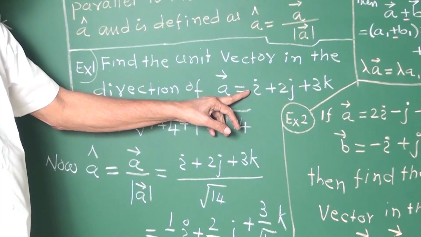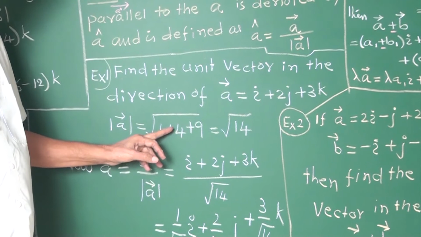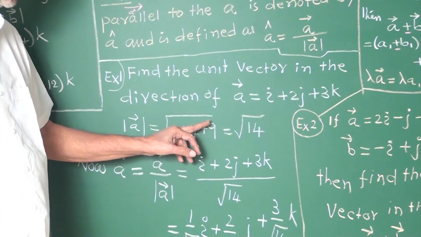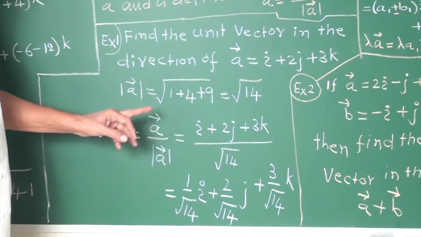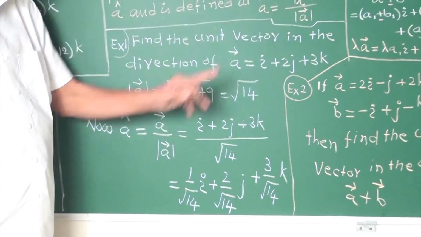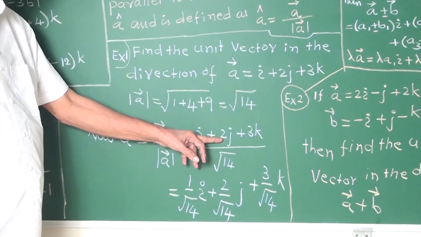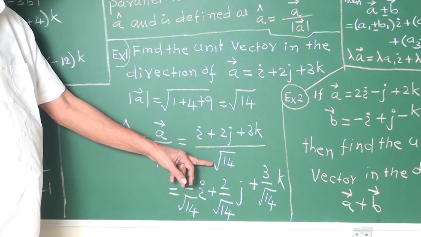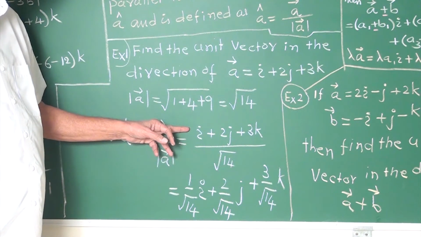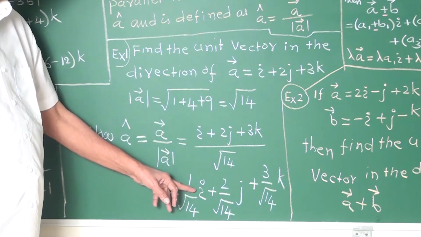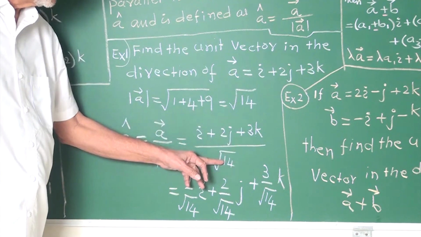Coefficients of i, j, k: 1 square plus 2 square plus 3 square. 1 square is 1, 2 square is 4, 3 square is 9. 10 plus 4, root 14. Then what is A cap? A cap is vector A upon its magnitude. What is vector A? i plus 2j plus 3k, upon root 14. It can be written as 1 by root 14 into i plus 2 by root 14 into j plus 3 by root 14 into k.